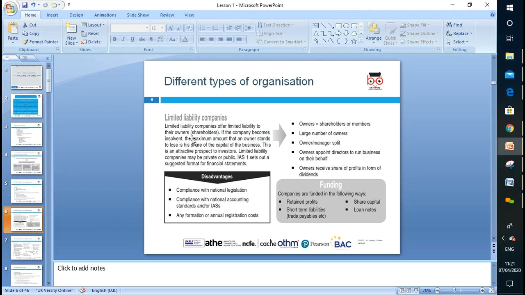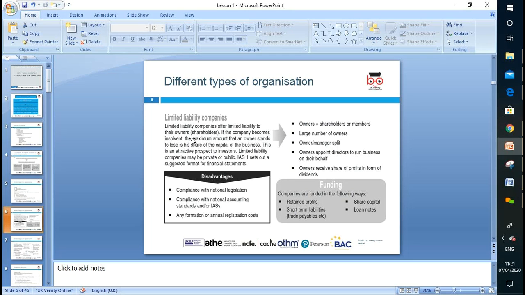Now, limited liability companies. Limited liability means no one can claim money against your personal assets, because if you borrow money from the company as a company director, nobody can claim against you. They can only claim against the company's assets. Disadvantage: compliance with national legislation, because there is a lot of legislation we have to follow, and it's a costly process as well.